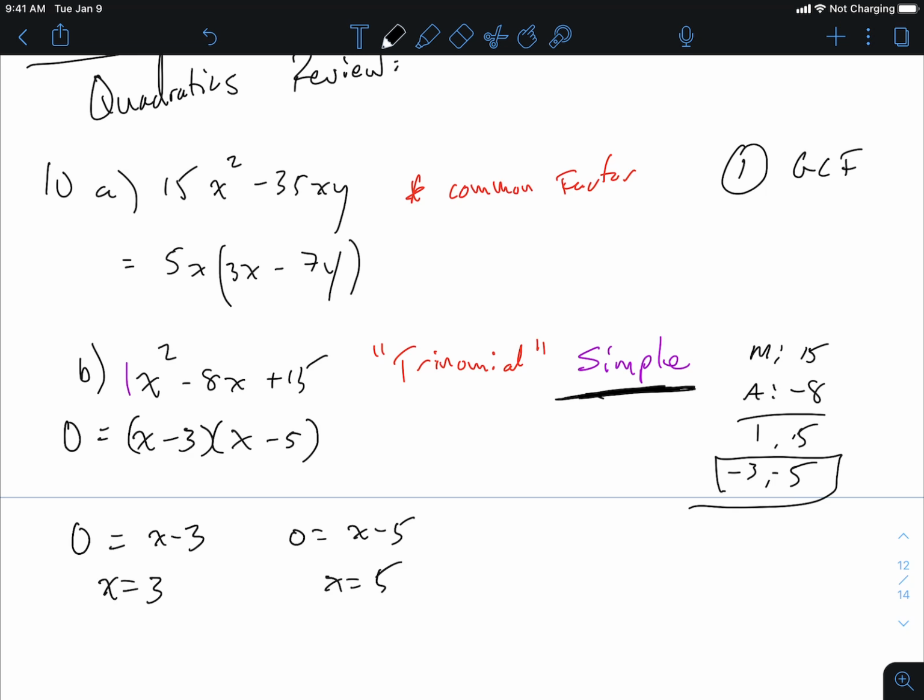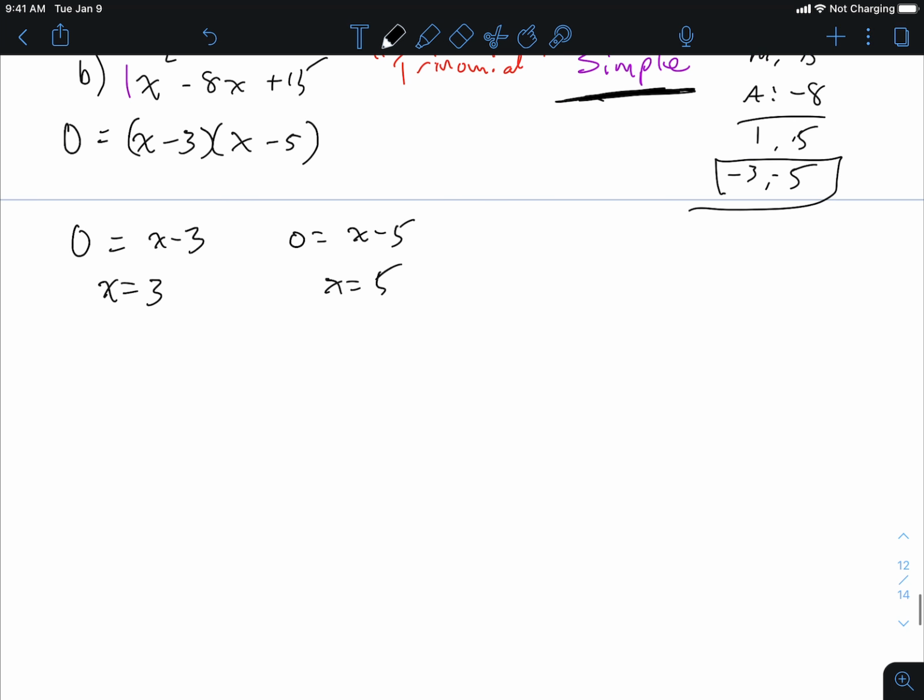Okay? Any questions? If you can make a trinomial into a simple trinomial, you do that by common factoring first, right? Because that's easy. Any issues? Let's do C.